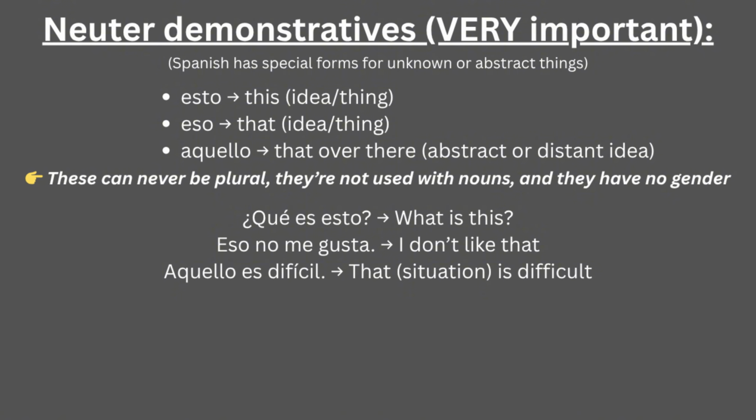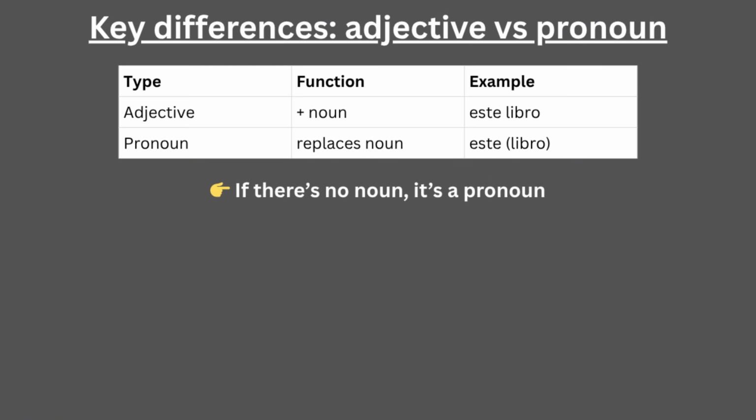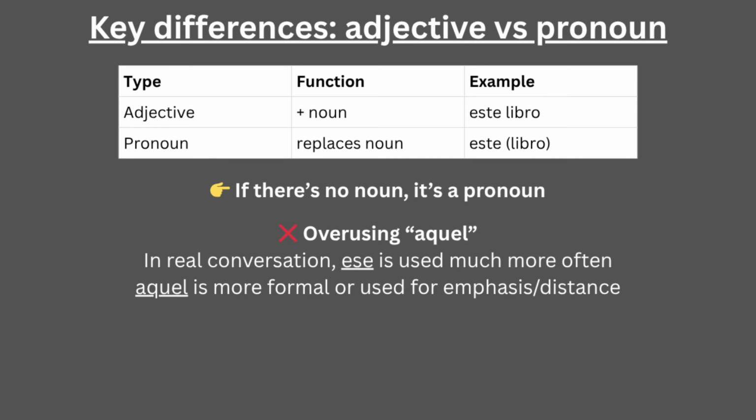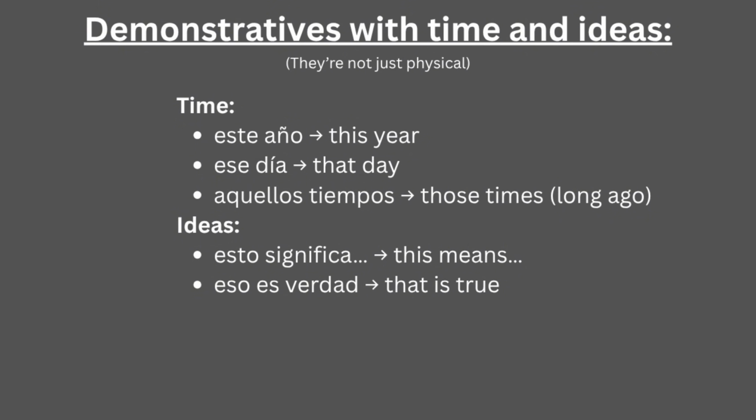The key differences between adjectives and pronouns are that adjectives come before nouns, but pronouns replace them. In practical speech, ese is used much more often, while aquel is more formal and is needed for emphasis. Additionally, demonstratives can be used with time ideas, like saying este año, ese día, aquellos tiempos. Esto significa. Eso es verdad.